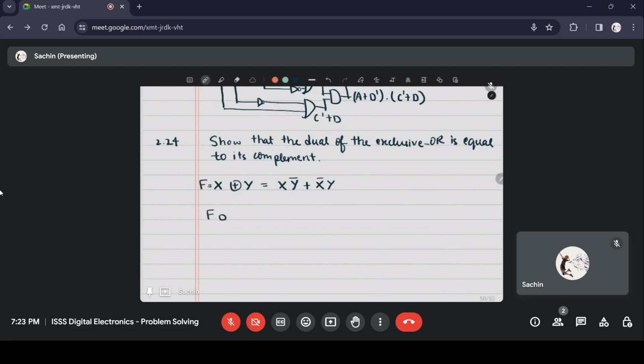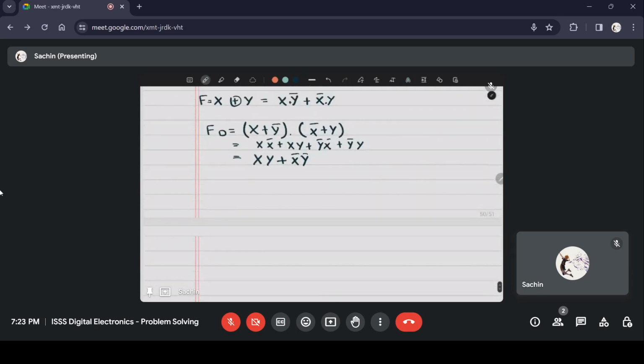Dual of f, f dual, is (x plus y prime)(x prime plus y). So you replace the AND with OR. There's an AND here, there's an AND here. Replace those with ORs. You replace the OR with AND. And you use the distributive law to write this as x prime plus xy plus y prime x prime plus y prime y. X prime and y prime y are 0, so this is xy plus x prime y prime.